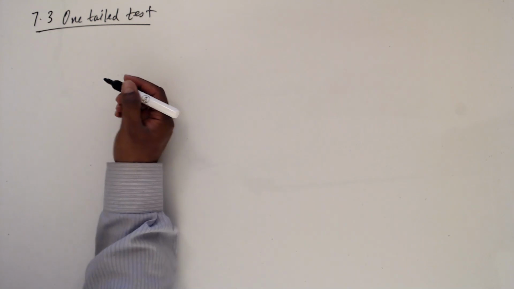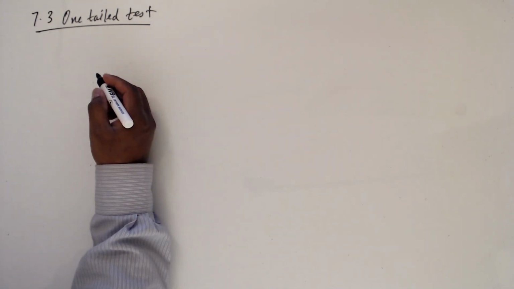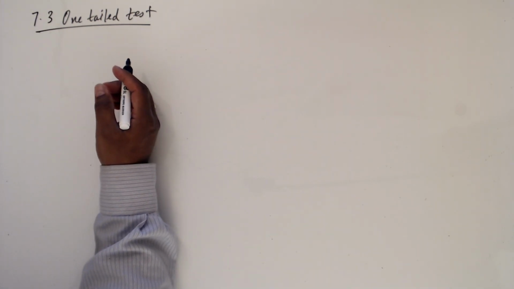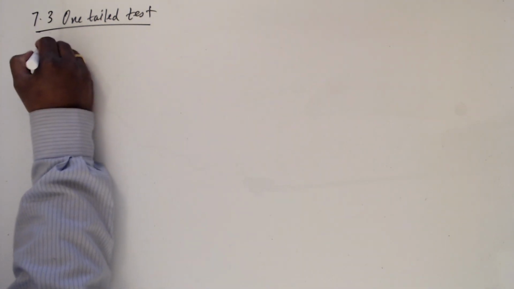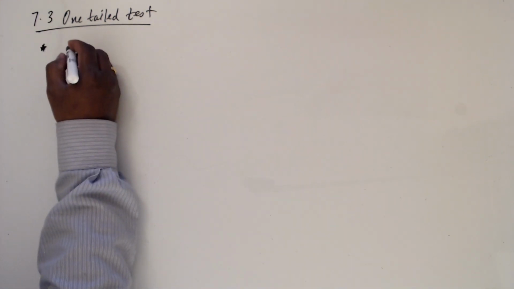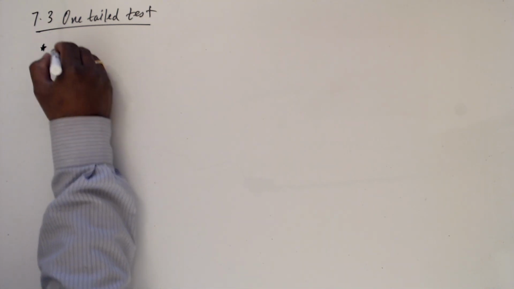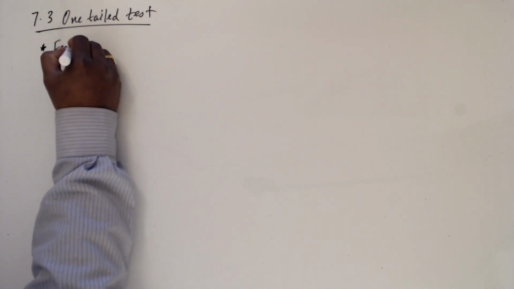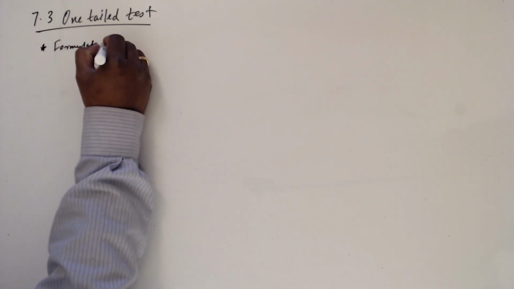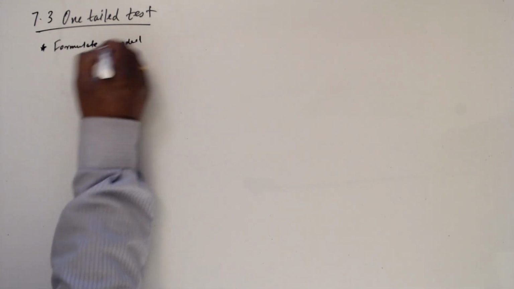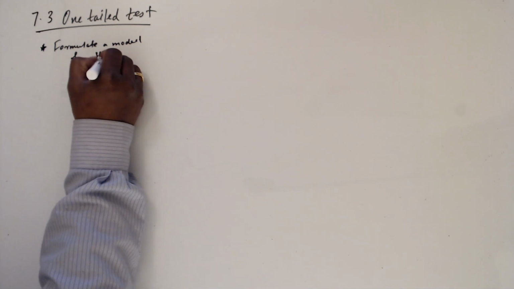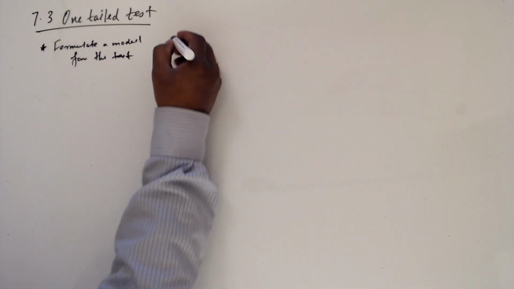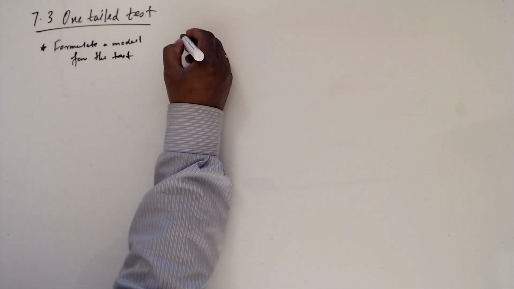So this is a standard treatment, and the claim is an improvement, so now the probability should be increased. I will follow the format given here. Formulate a model for the test.